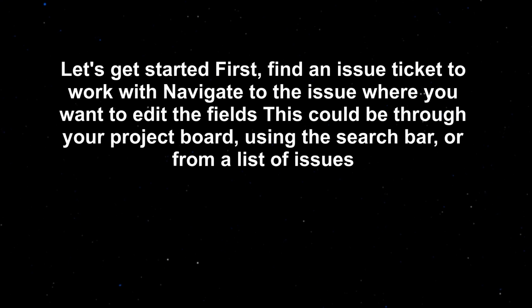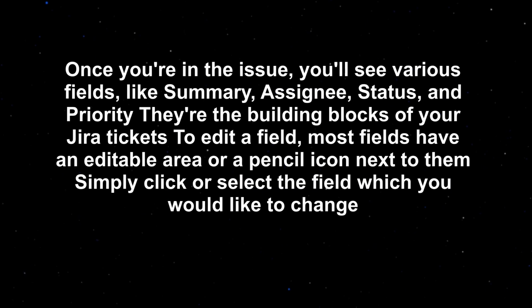Let's get started. First, find an issue ticket to work with. Navigate to the issue where you want to edit the fields. This could be through your project board, using the search bar, or from a list of issues. Once you're in the issue, you'll see various fields, like summary, assignee, status, and priority.